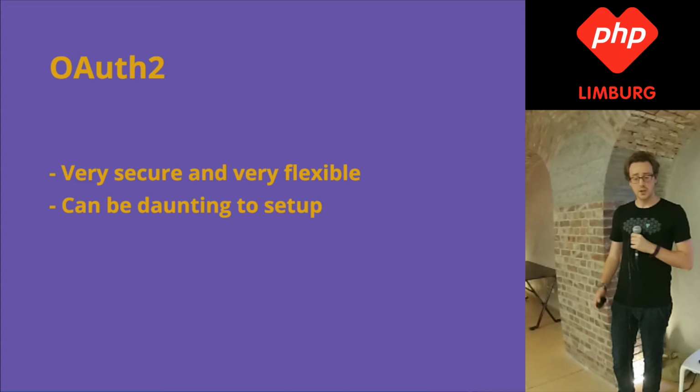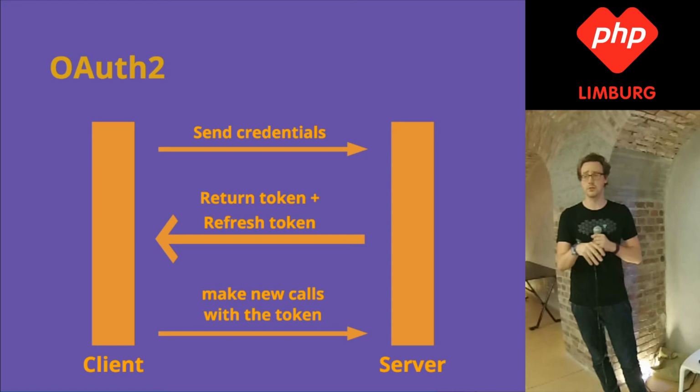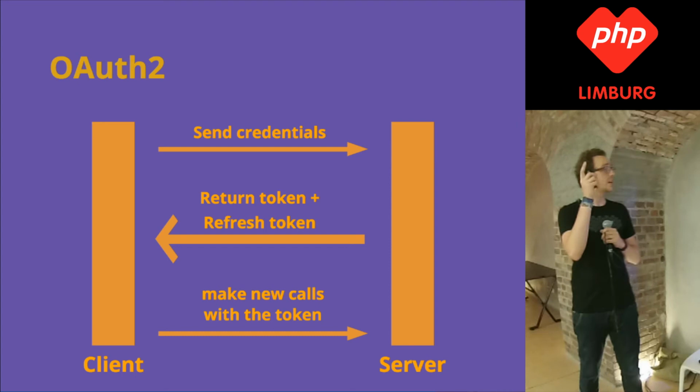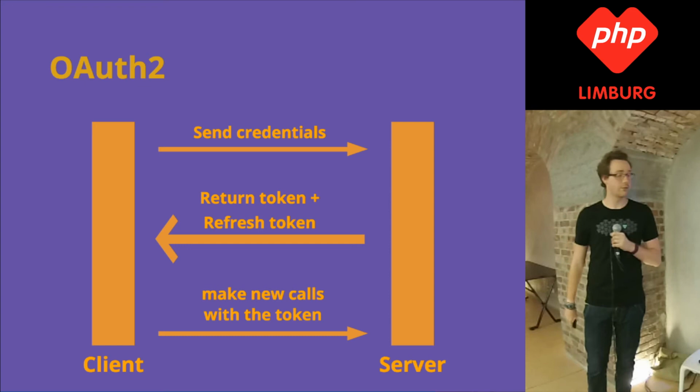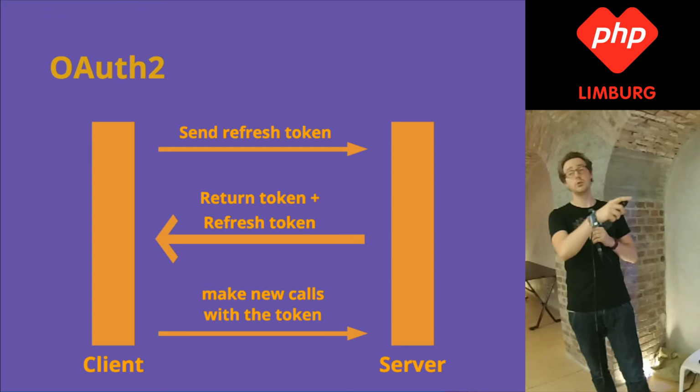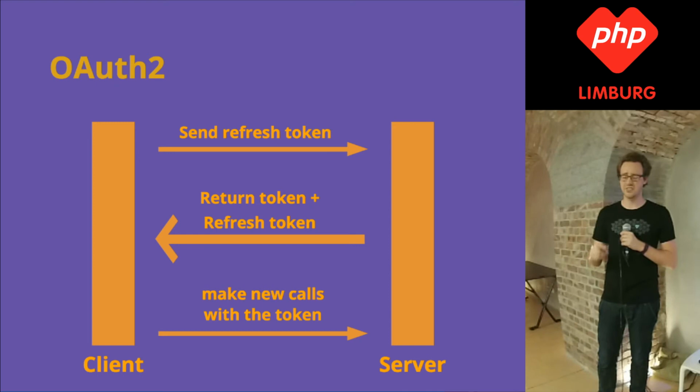Okay, let's dive in. By the way, this is a very simplified example of OAuth2. OAuth2 is kind of complex, but this is just a simplified version of it. So again, send the credentials along, just like in JSON Web Tokens and HTTP Basic, and it returns a token and a refresh token. And then we make new calls with the original token. This is all very similar to the JSON Web Token example. But then after those 7 days pass, you can send the refresh token to the refresh endpoint, and you get a new token. The refresh token is valid for 3 months, something like that, a long time.